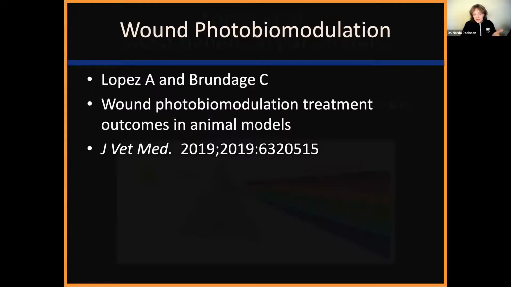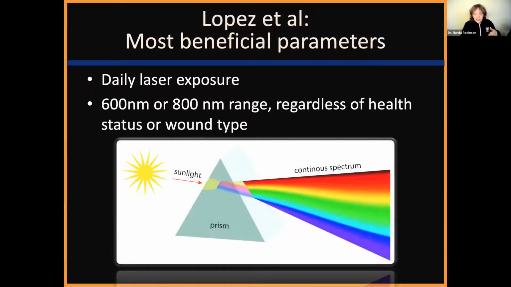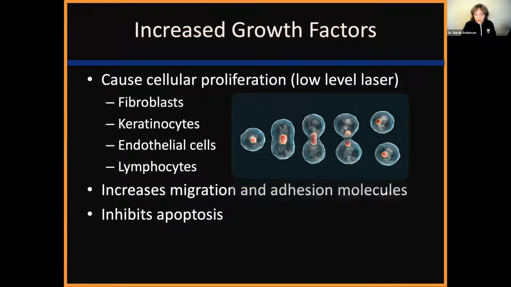But anyway, with animal models and all that, there's research out there looking at the most beneficial parameters, and they found it in the red light or the near infrared, so the 600 or 800 nanometer range. It causes cellular proliferation, and this was with low level laser, for all these different types of cells: the fibroblasts, the keratinocytes, endothelial cells, lymphocytes. It increases migration and adhesion molecules, and inhibits apoptosis.